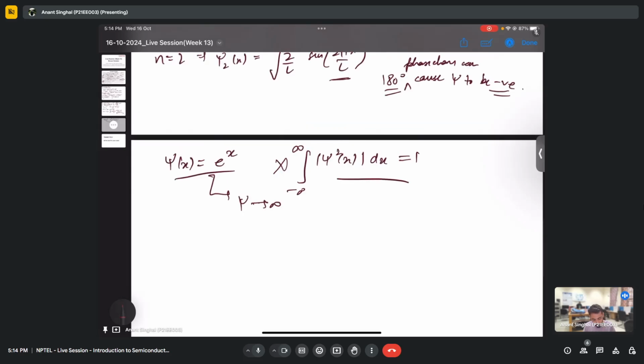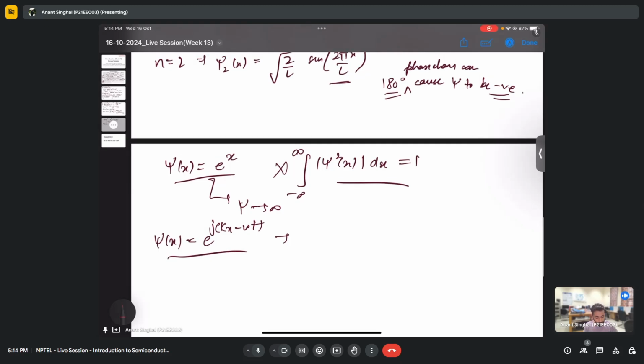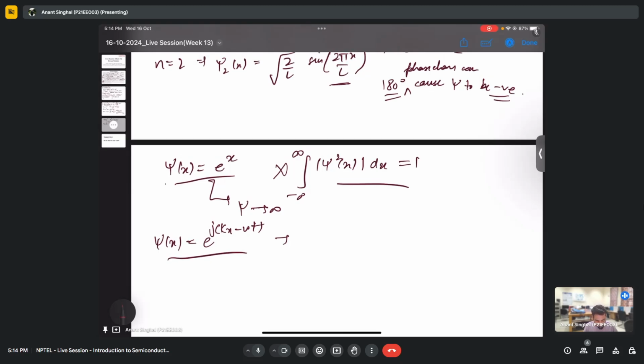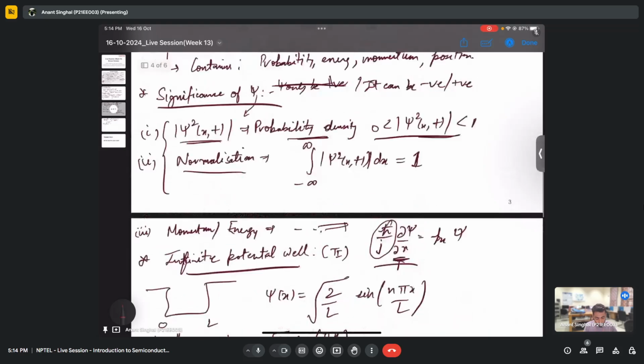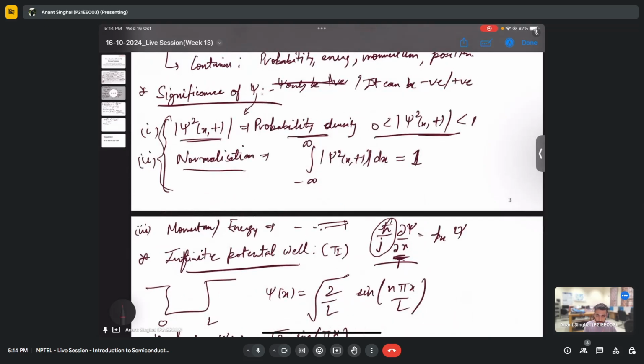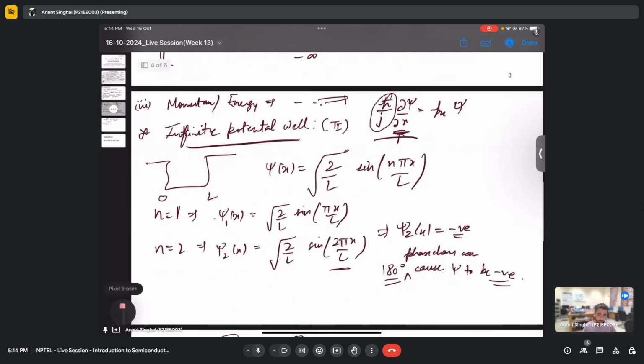Otherwise, in general we take something like e raised to j times k x minus omega t, and if we do the exercise, we get to know the momentum and the energy operator, etc. So the only major concern is that the wave function should not blow up, meaning it should never go against these conditions that need to be followed. So it is just not a measurable quantity. By negative, it can mean a negative phase, or destructive interference due to which it can have a negative value.